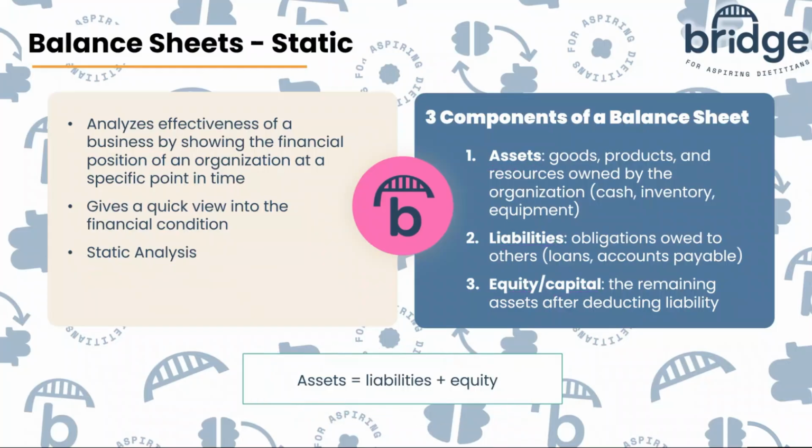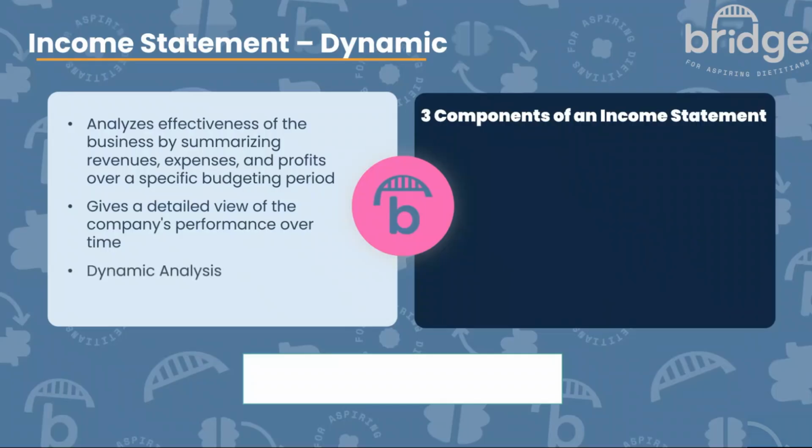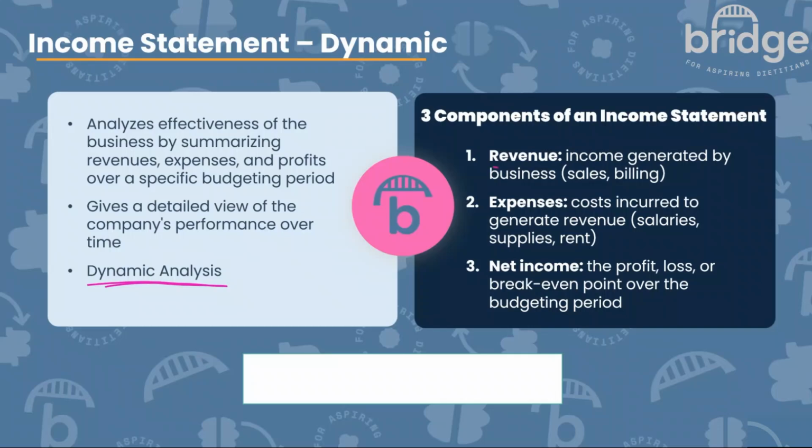In contrast, an income statement is dynamic. It tracks what happens over a period of time, usually a quarter or a year. And like a balance sheet, it has three components. Revenue is the income that the business brings in through services, sales, or billing. Expenses are the cost to run the operation. So that could be salaries, supplies, rent, or utilities. And then the net income is what's left over, the profit, the loss, or the break-even point.